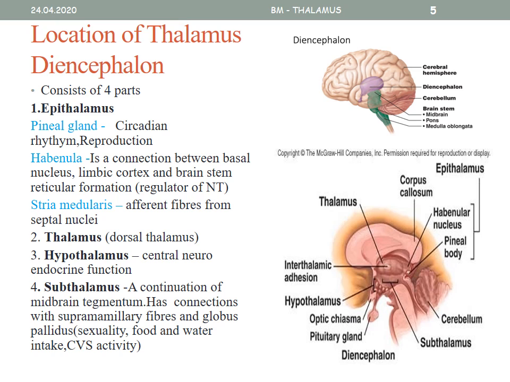The epithalamus consists of pineal gland, habenula, stria medullaris, which are concerned with circadian rhythm, reproduction and so on. Hypothalamus has central neuroendocrine function, and subthalamus is connected with sexuality, food and water intake and cardiovascular activity.